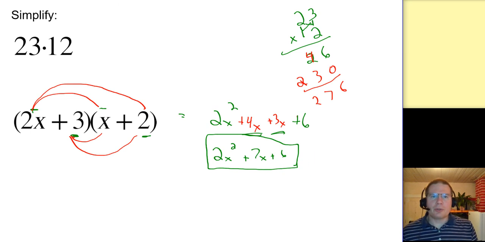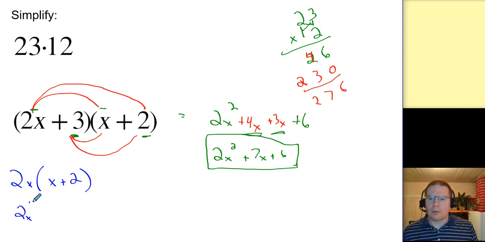Now, some people like to add in the extra step. 2x is being multiplied by both of these terms. So I can write that as 2x times both of those. And then distribute just the 2x. Not 2. 2 times 2 is 4. And then I take the 3 and multiply it by both of those.